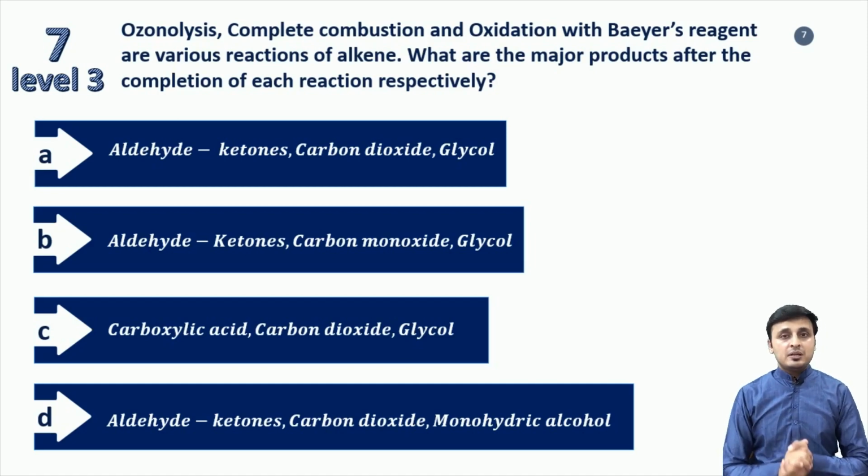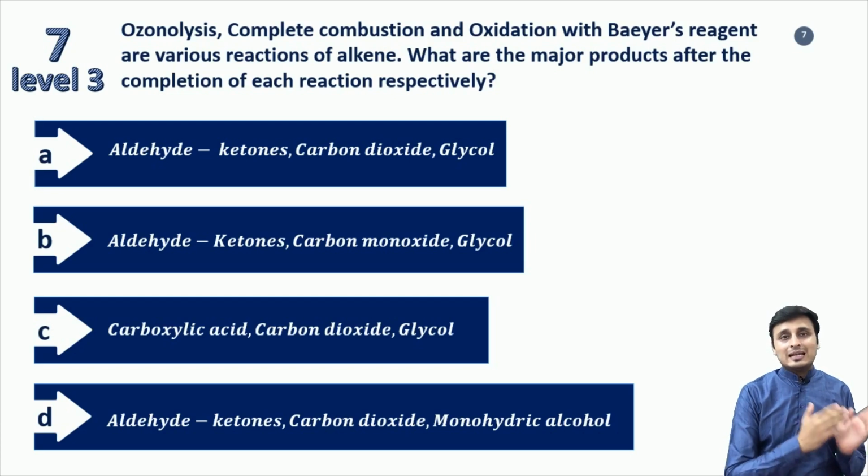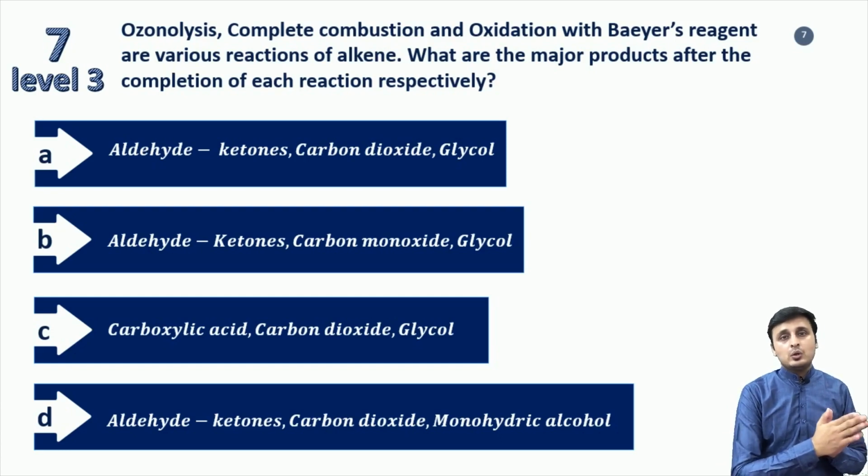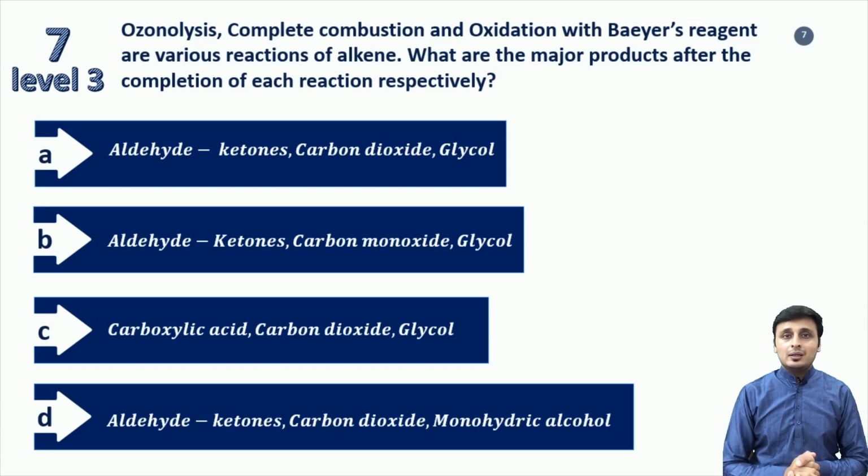Dear friends, let me introduce each of these reactions and we will discuss the answer accordingly. Ozonolysis is a kind of reaction of alkene which can produce aldehydes and ketones, and it's a very good conversion for converting alkenes to an aldehyde or a ketone. Now it will produce an aldehyde or a ketone depending on the starting alkene you have taken. So the correct answer for the ozonolysis product is aldehyde or ketone.